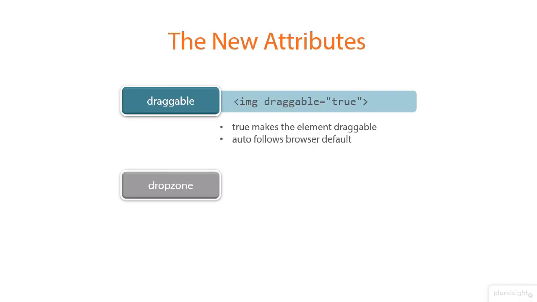If we set the value to auto, the browser will use its default implementation. One thing to note here is that most browsers make some elements draggable by default. This includes images, text selections, and a couple more.